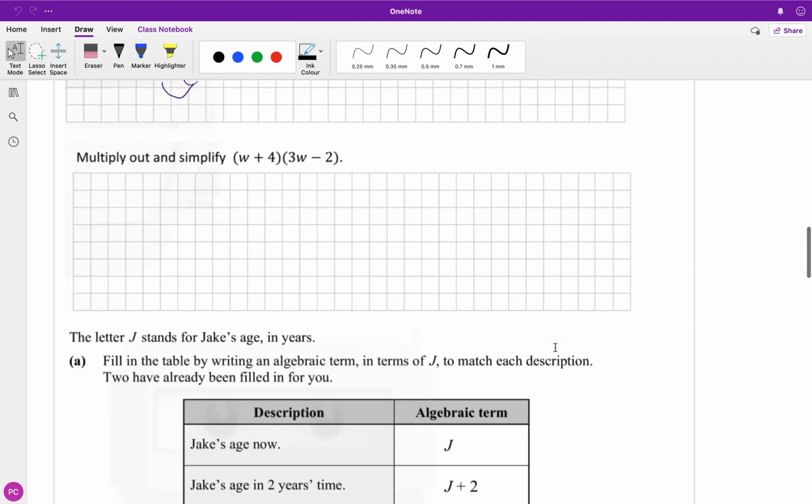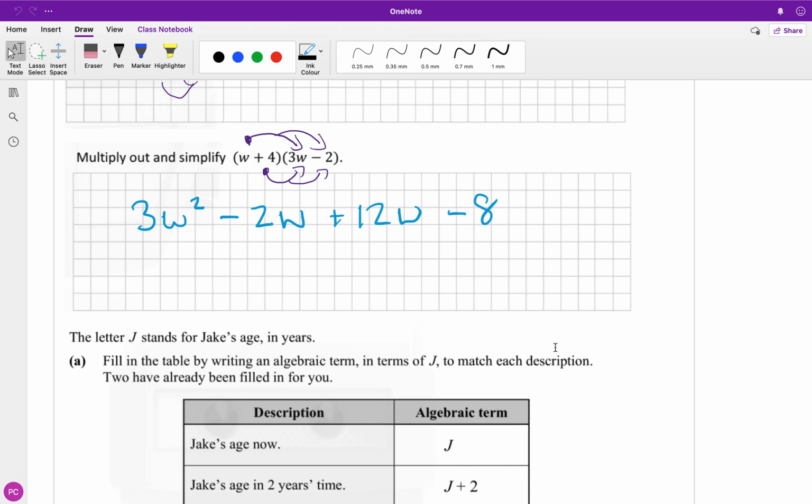Another one of these, multiply and simplify. So we have our w by our first and by our second. Then our 4 by our first and by our second. So w by 3w gives us 3w squared. Don't forget, w by 3w gives 3w squared. W by minus 2 gives us minus 2w. 4 by 3w gives us 12w. And plus 4 by minus 2 gives us minus 8.